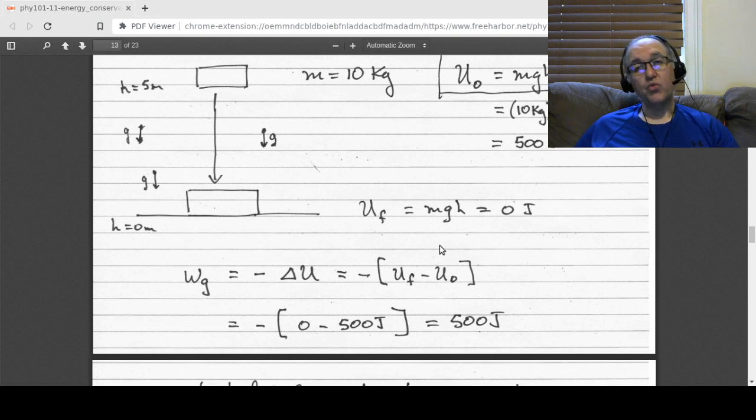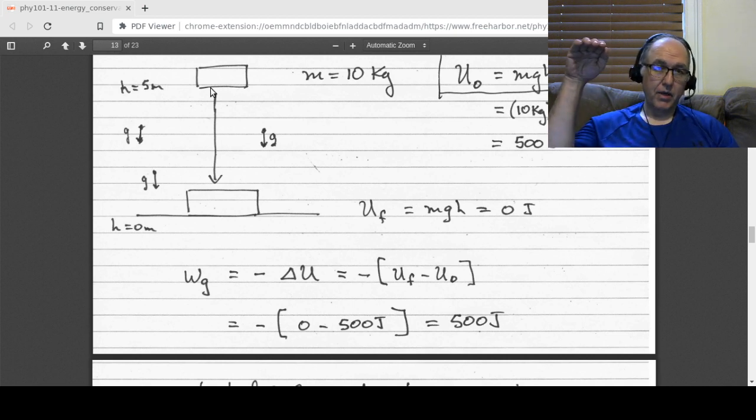Now my example here was really easy because I put the final position at ground level, which had a potential energy of 0. But you could imagine going from 5 meters to 4 meters. And you say, well, how much work is done due to gravity? Well, you calculate the potential energy at the 5 meter mark and the potential energy at the 4 meter mark. Now neither of them is 0. You calculate it at 5 meters, you calculate it at 4 meters. The change between the two, that difference, that's the work.